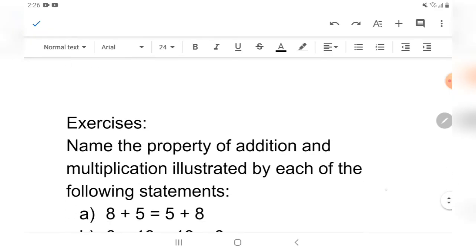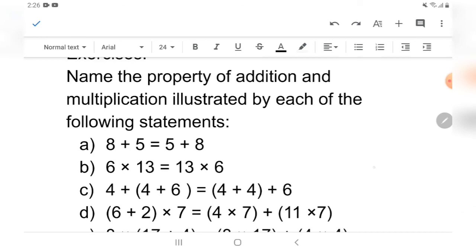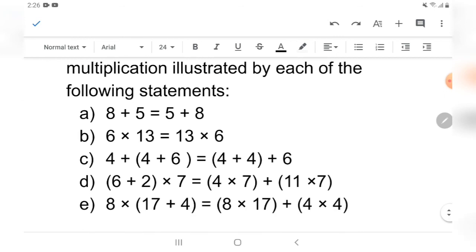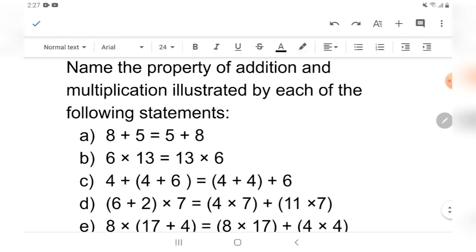Next, let's do an exercise. Name the property of addition and multiplication illustrated by each of the following. So in here, you answer this. Leave your answer in the comment box. So you should name this. For example, in here, letter A, 8 plus 5 equals 5 plus 8. Is it commutative? Or is it associative? Or is it distributive? So it's up to you how to answer it. Okay? So you're just going to name the property.